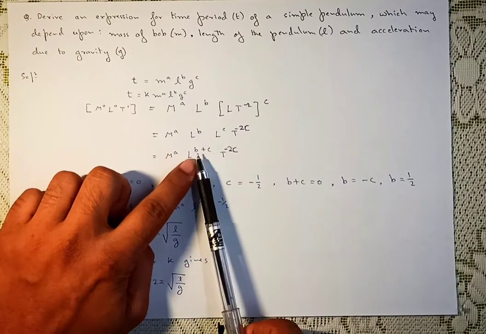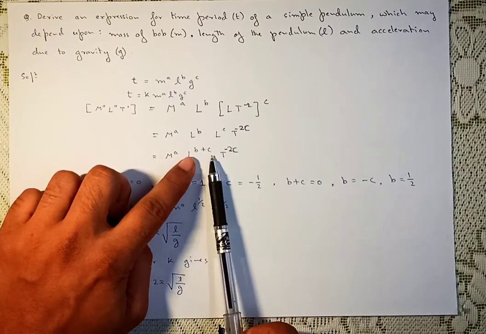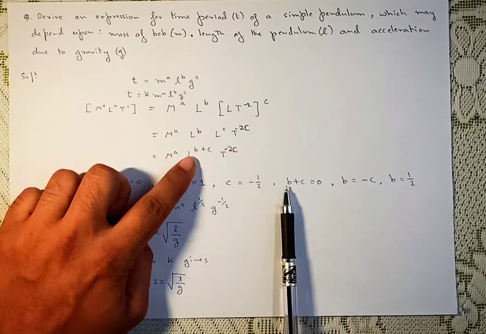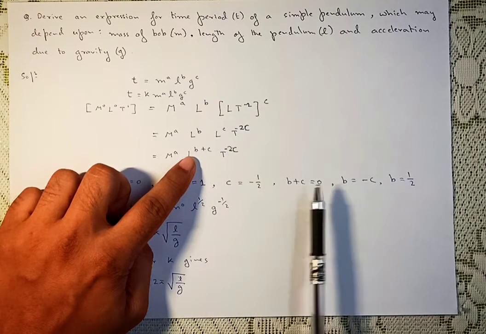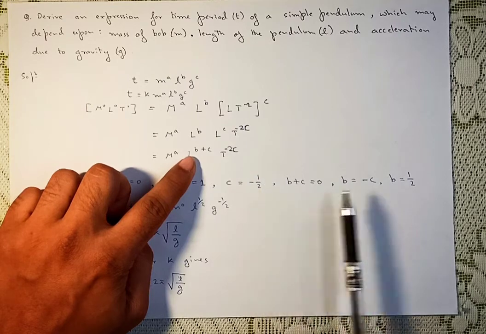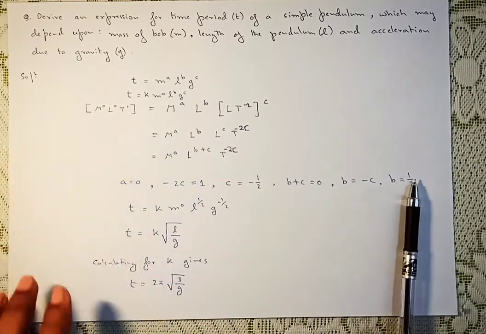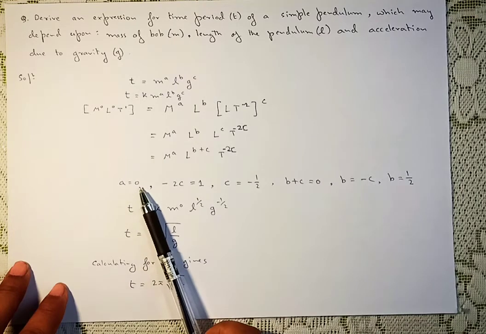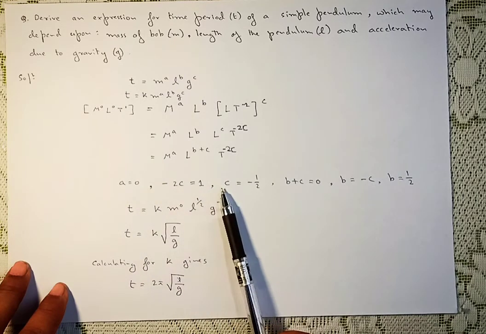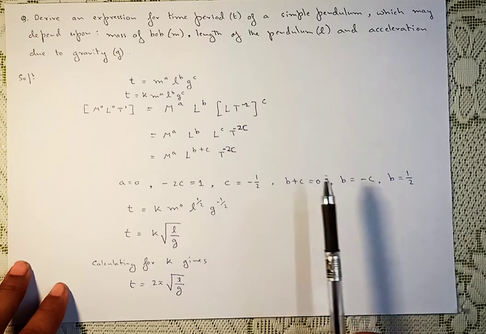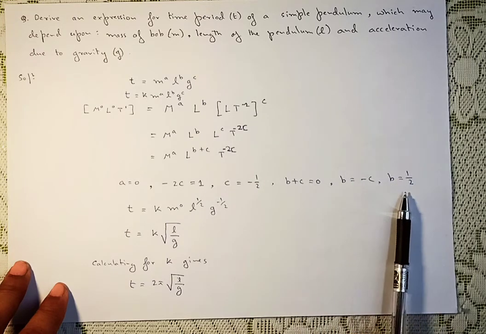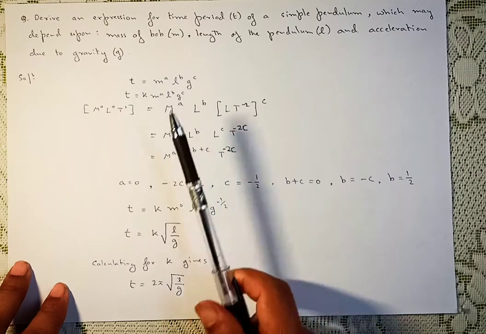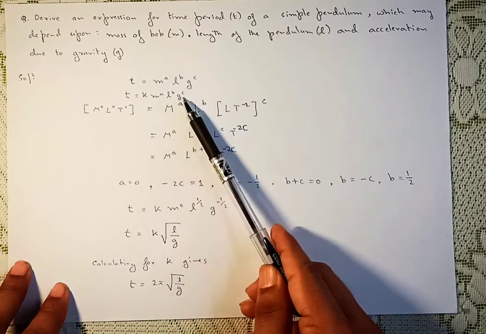And then take this b plus c. Since c is now known to us, b plus c will be equal to 0. c is how much? Minus 1 by 2. Therefore, b becomes 1 by 2. On calculating, what we are going to get? a to the power 0, c to the power minus 1 by 2, and b to the power 1 by 2. Then putting all these powers in M, L and g.